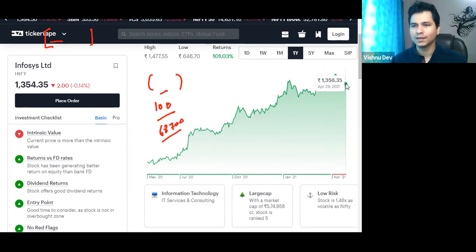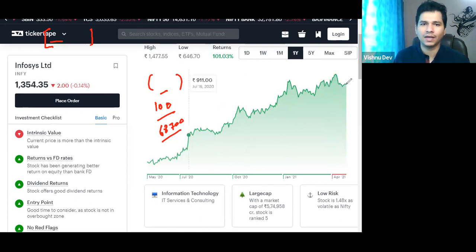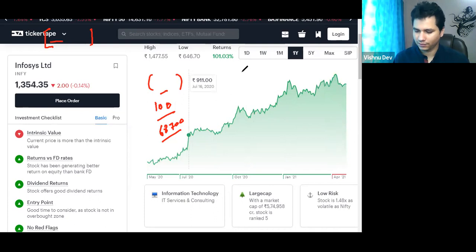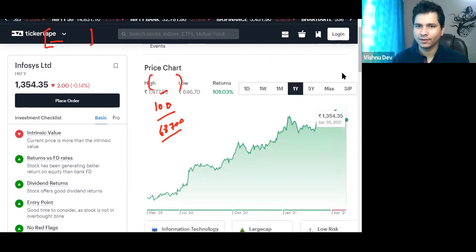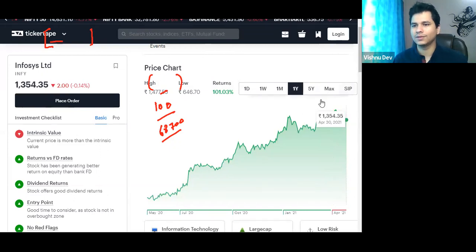Think about it. If someone would have bought this at this price, 68,700 today, on 30th April, what would be the price? Tell me. At this 30th April, what would be the amount? Can you show the 30th April again? Sir, 1 lakh. I'll just show you the 30th April again. This is this, now this is this. Sir, 1,34,000. Right, 1,35,000, right?